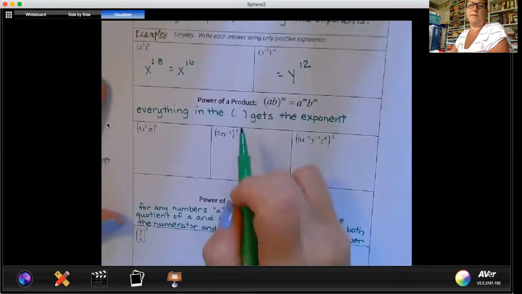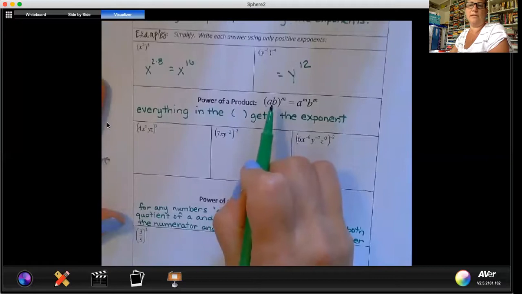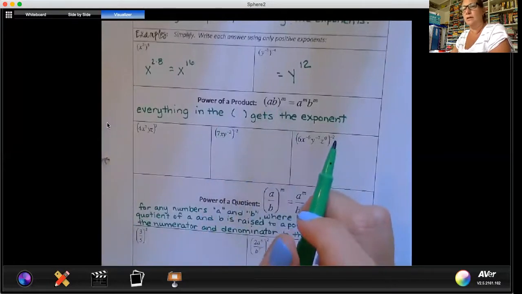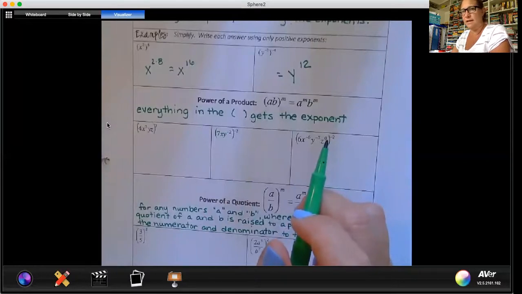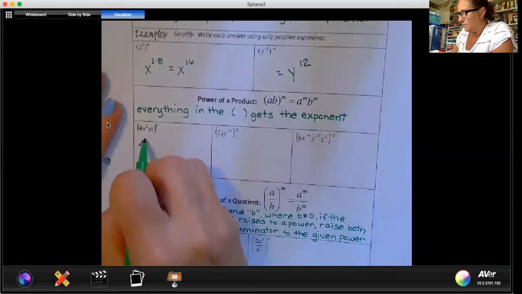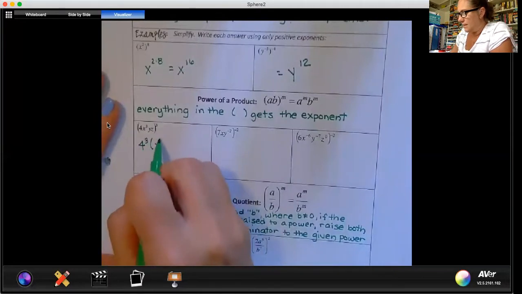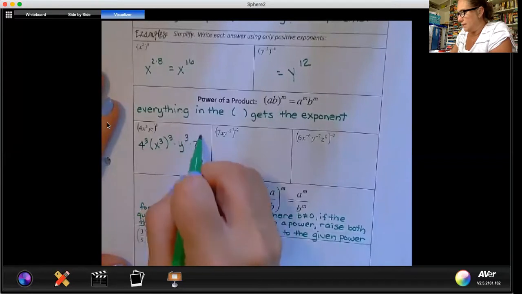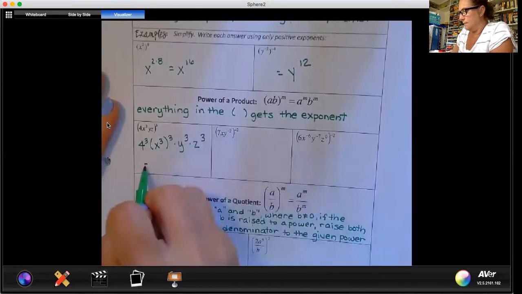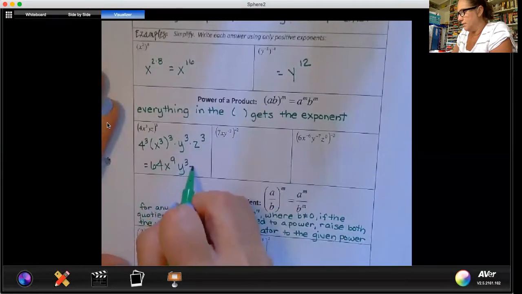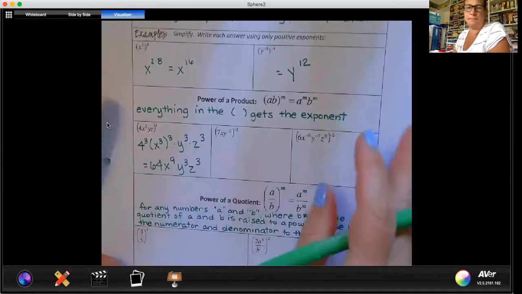Power of a product means you have more than one term in parentheses that you are multiplying. So everything in the parentheses gets the exponent. The one thing that always gets left out is that coefficient. So make sure it gets the exponent as well. So this is 4 cubed times x cubed cubed times y cubed times z cubed, which is 64 x to the 9th, y to the 3rd, z to the 3rd.